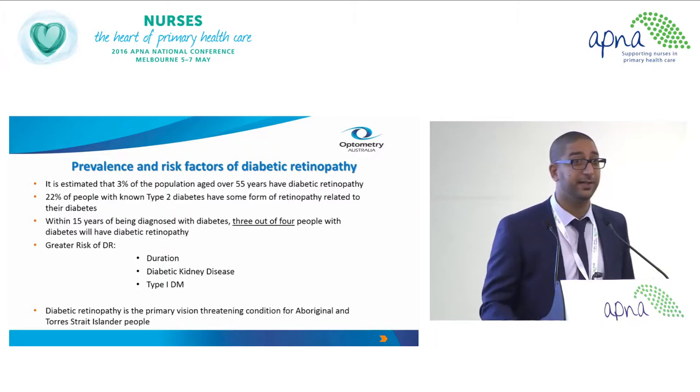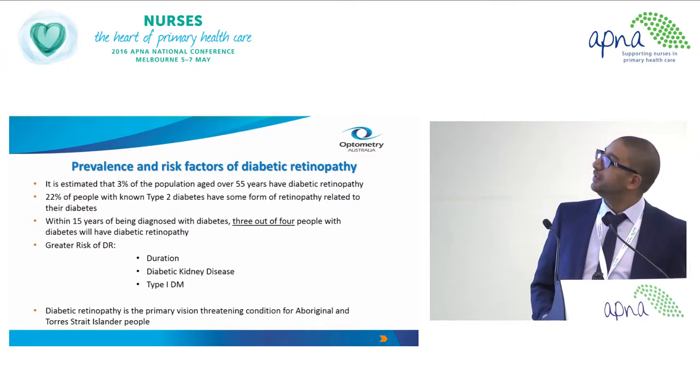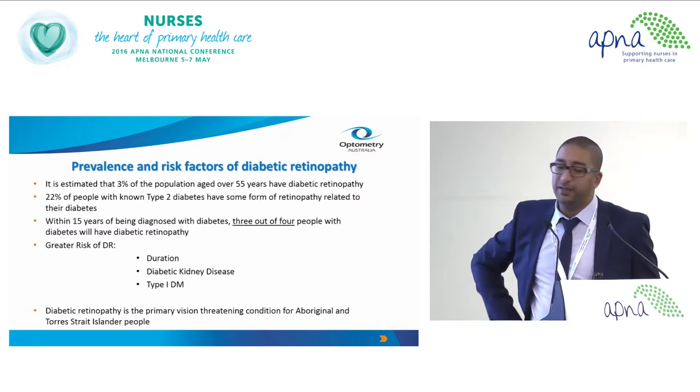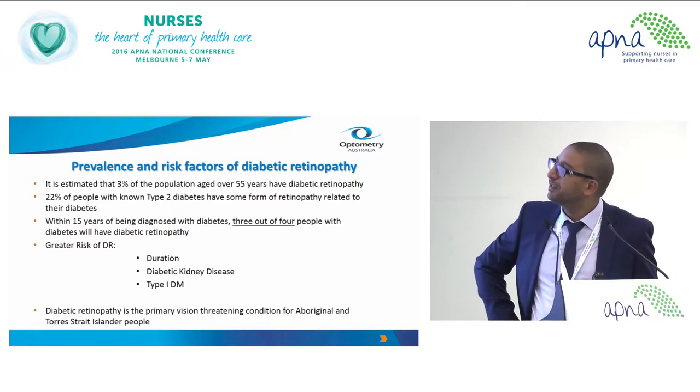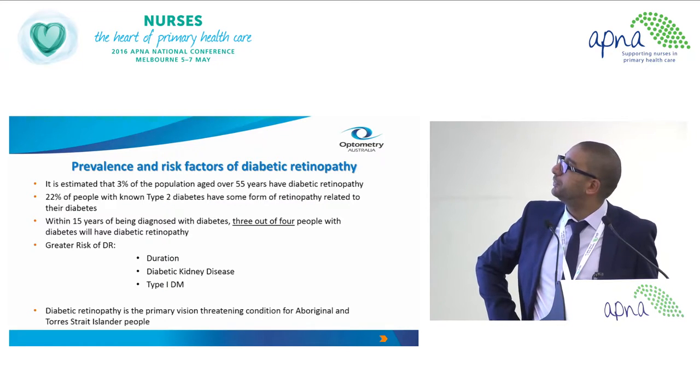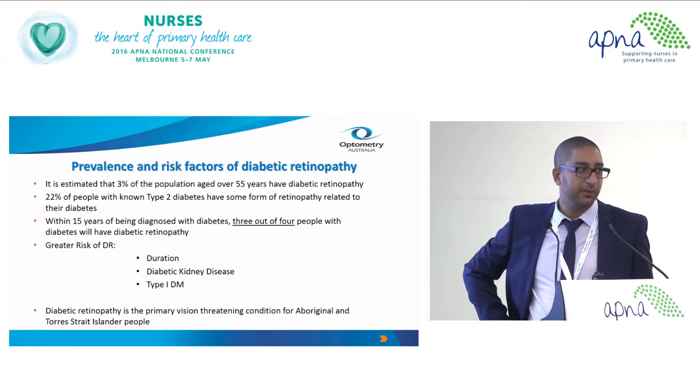Do you see much difference between type 1 and type 2? So in terms of, it's generally about the same, unfortunately. Yeah, so it's generally sort of that sort of 20-year mark. 3% of the population over 55 have diabetic retinopathy. Okay, that's a big percentage. 22% of people with type 2 have some form of retinopathy related to diabetes. Within 15 years, 3 out of 4 will have diabetic retinopathy.